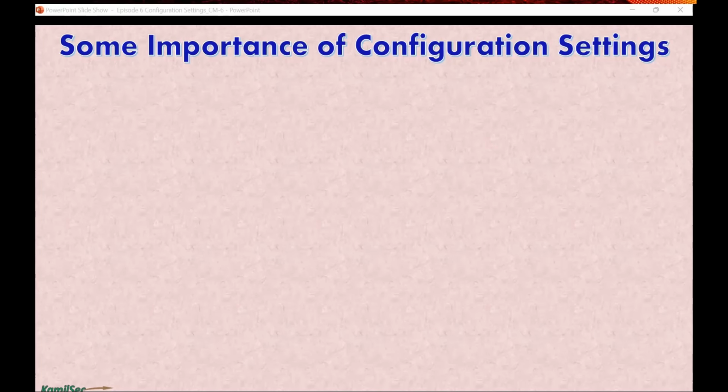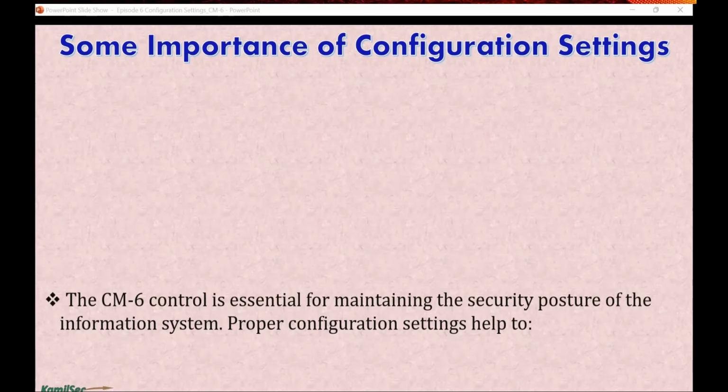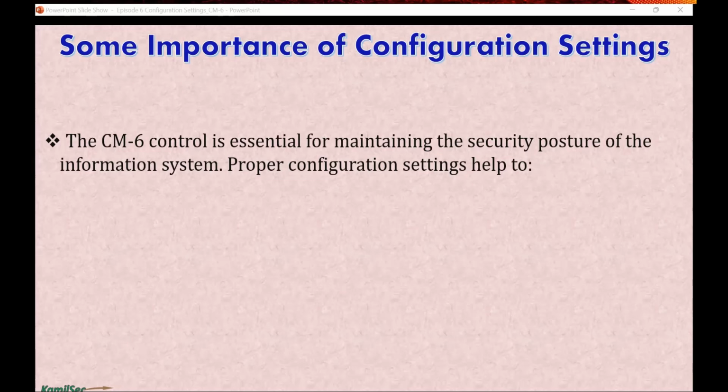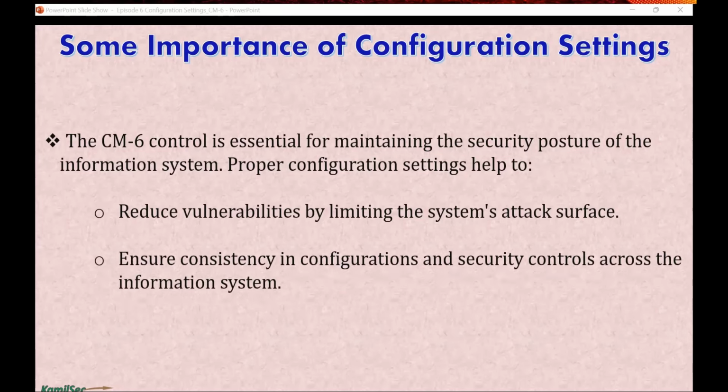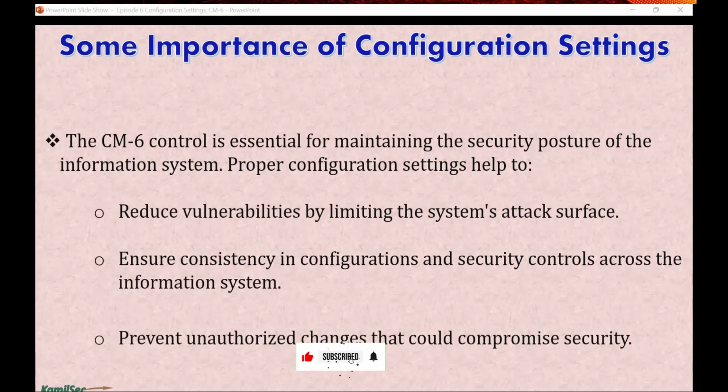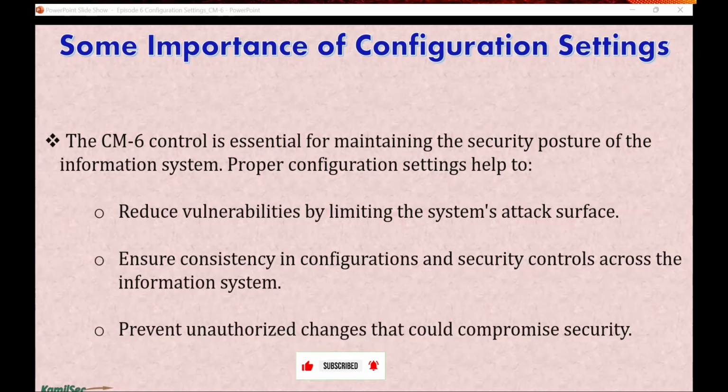Moving on, now let's look at some of the importance of configuration settings, the CM-6. The CM-6 control is essential for maintaining the security posture of the information system. Proper configuration settings help to reduce vulnerabilities by limiting the system's attack surface, ensure consistency in configuration and security control across the information system, and prevent unauthorized changes that could compromise the security of the information system.